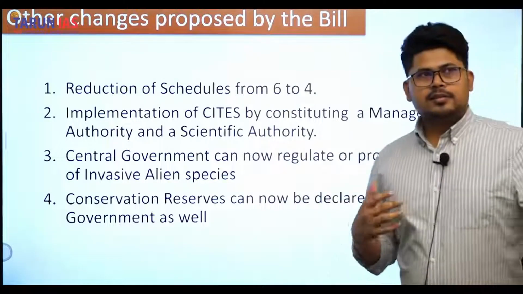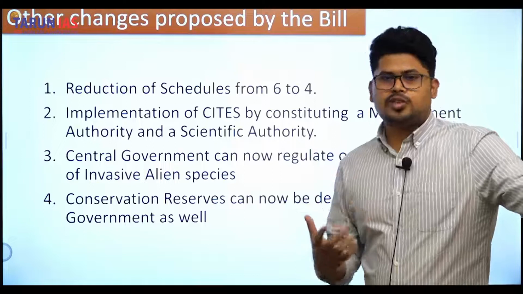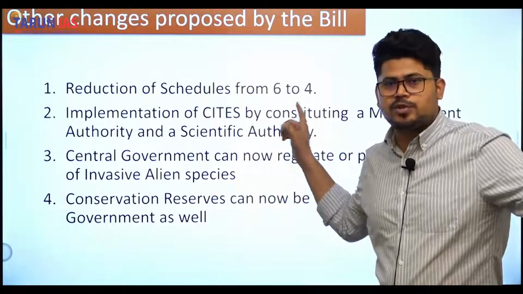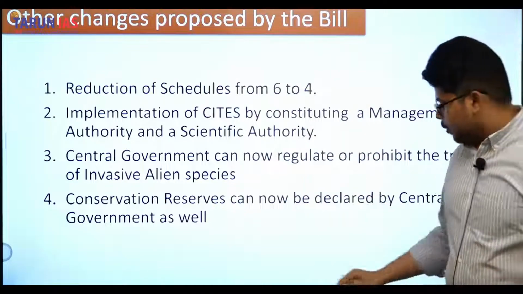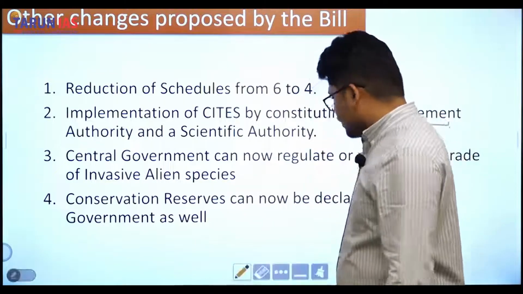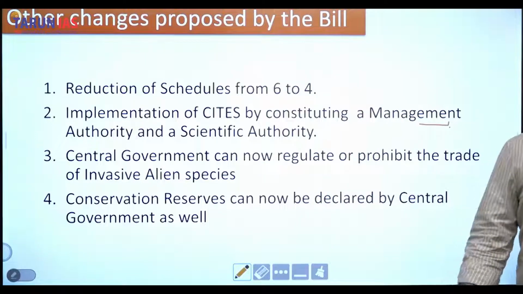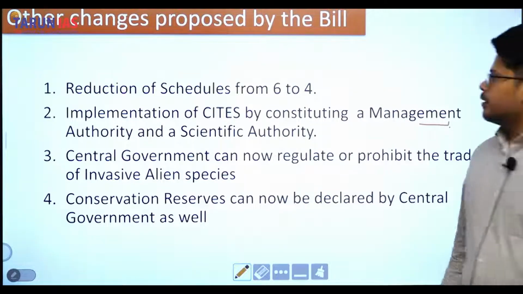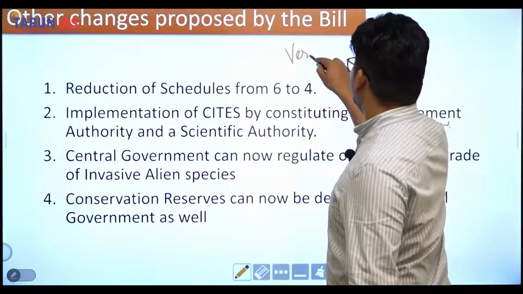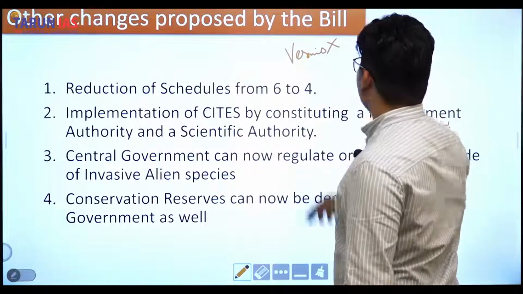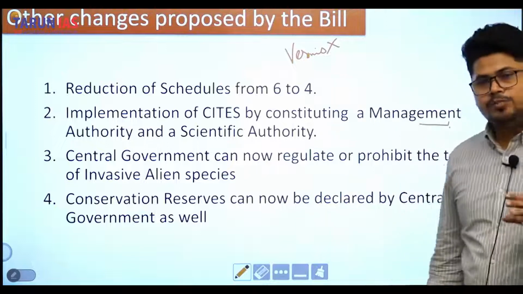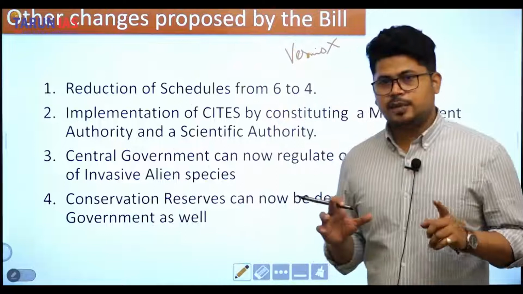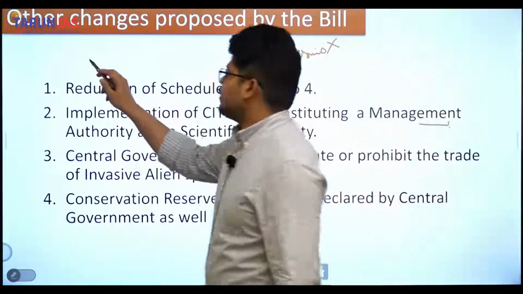Now, what does this bill propose? What other changes does this bill propose? It proposes the reduction of schedules from 6 to 4, where the section on vermin has been removed. Basically, the objective and reasons of this bill state that this bill is being implemented to implement the CITES.